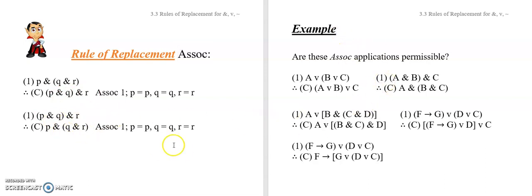So, by way of making explicit some things that you might intuitively miss about what assoc allows you to do and what it does not allow you to do, let's play a game of permissible or impermissible. In each of these cases, there are five of them, assoc has been applied from the number 1 to the conclusion C, and the question is, in each case, is the application permissible or impermissible? Pause now.